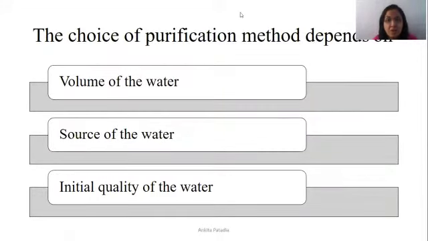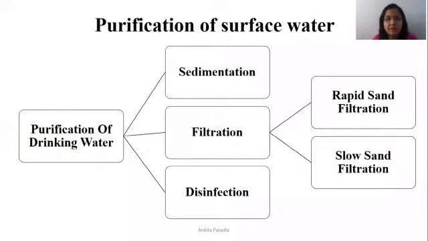The process of purification is based on three major factors: volume of water, source of water, and initial quality of water. By referring to these three factors, the purification process of surface water has three steps: sedimentation, filtration, and disinfection. Sedimentation is a small process that includes coagulation as well as flocculation, while filtration has two different methods: rapid sand filter as well as slow sand filter. The third is disinfection. Disinfection of the water is carried out by physical method as well as chemical method.